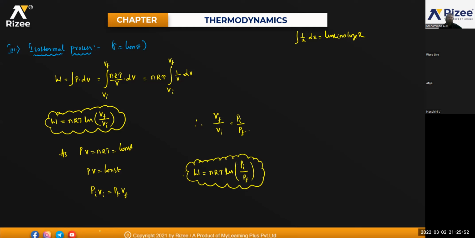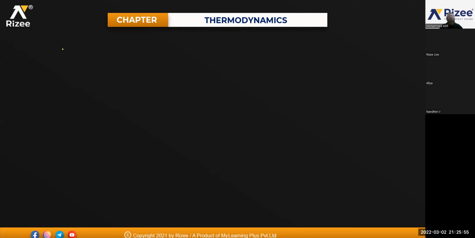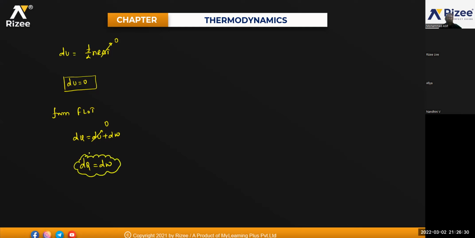Clear? Then what will be the internal energy, beta? Internal energy dU is equal to F by 2 nR delta T. Here delta T is how much for me? 0. There is no change in the temperature. Initial and final temperature is the same. So internal energy for isothermal process will be 0. That means from the first law of thermodynamics, I can write dQ is equal to dU plus dW. dU is becoming 0, so dQ will be equal to dW.